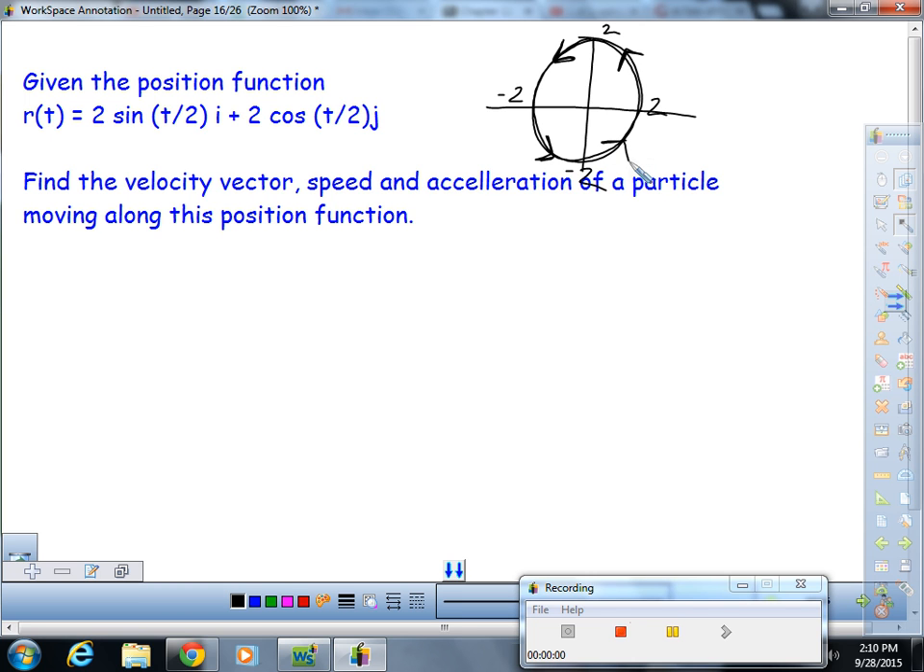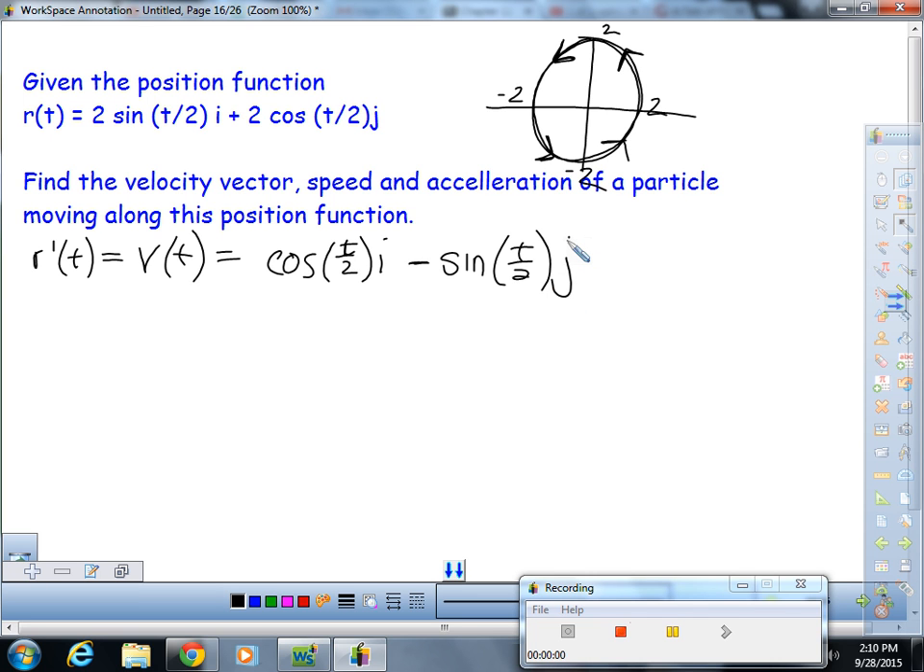Okay, so r prime of t, that's going to be equal to our velocity vector, and the derivative of 2 sine of t over 2, I'll write it in that form. The derivative of sine is cosine, so it's going to be 1/2 times 2, so that's going to be 1. So it's going to be cosine of t over 2 i, and then the derivative of cosine is minus sine, so 1/2 times 2 is 1, so minus sine of t over 2 times j. Okay, now while we're here, let's find the speed.